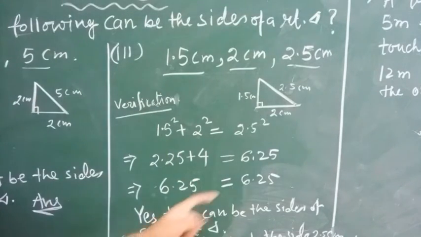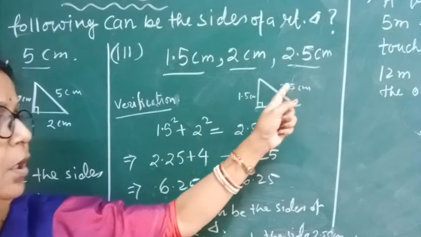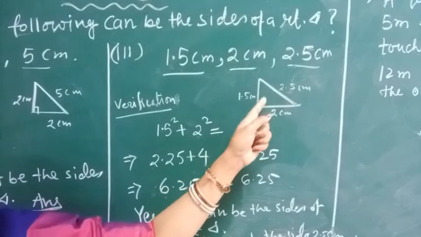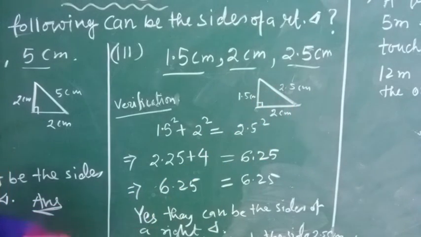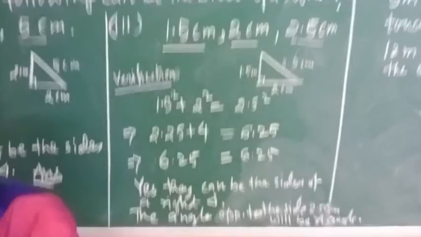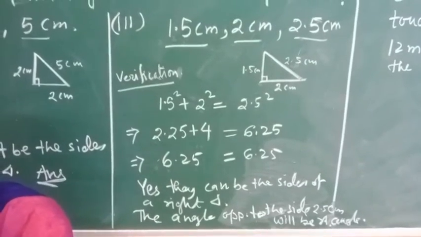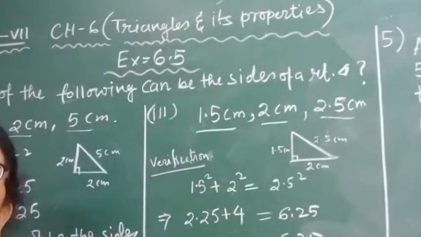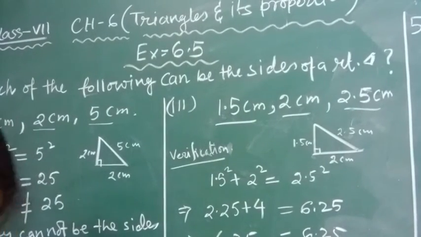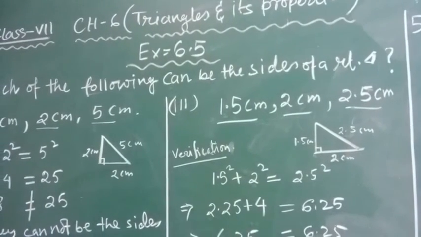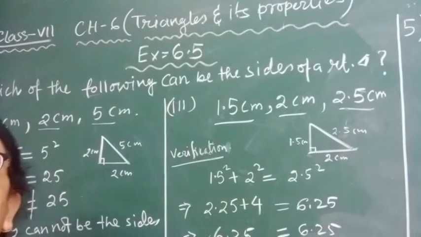You know that the angle opposite to the longest side will be the right angle. So the angle opposite to 2.5 will be the right angle. Understood? So this is the verification of these two sides, when you have to check whether the given sides are the sides of a right triangle or not.